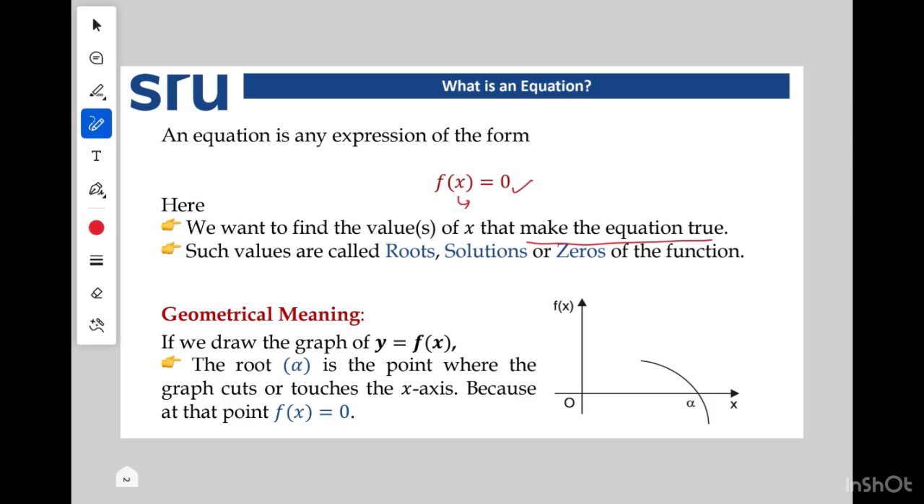Geometrically, suppose we draw the graph of y = f(x). Then the root alpha is a point where the graph cuts or touches the x-axis, because at that point f(x) = 0. So here your root is alpha, because at this point f(x) = 0. So this alpha is the root of y = f(x). This is all about equations.